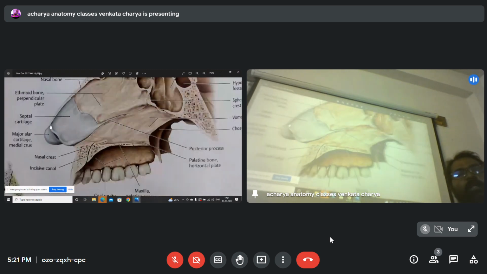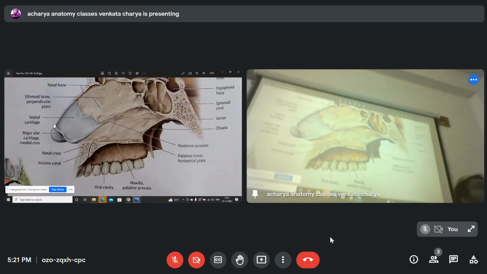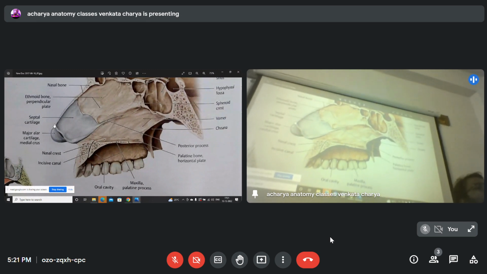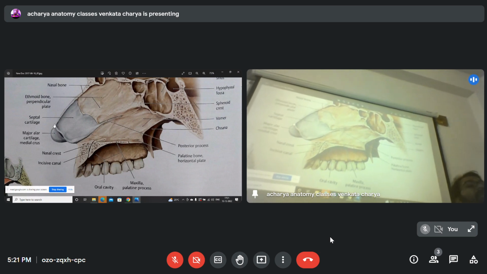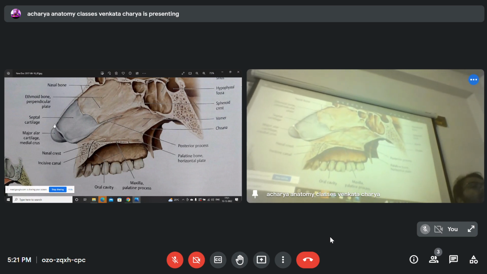And the cartilaginous part. The septum is contributed by two bones and one cartilage called the septal cartilage. The nasal septum is contributed by two bones: one is the perpendicular plate of ethmoid, another is the vomer bone, and the septal cartilage. That's why it is mobile.